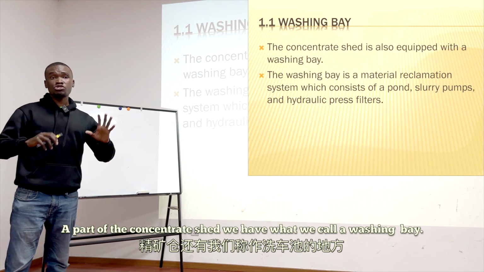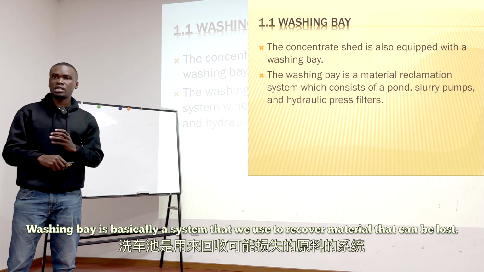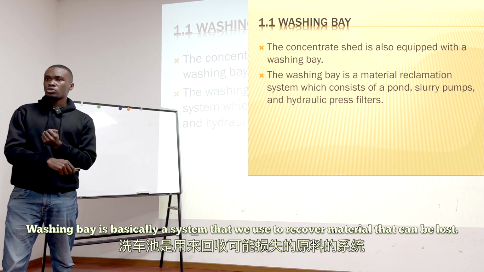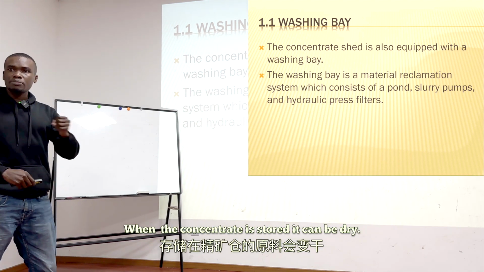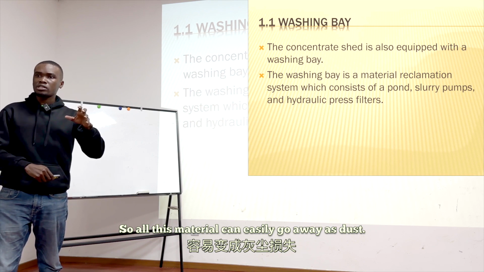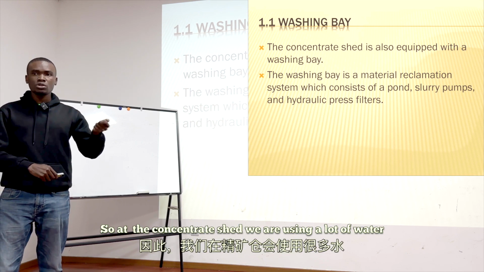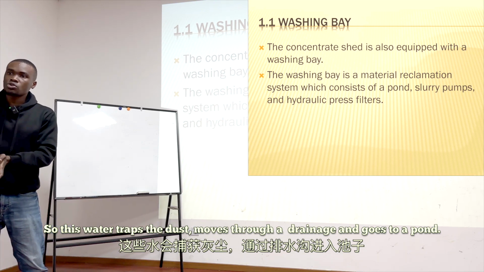A part of the concentrate shed, we have what we call a washing bay. Washing bay is basically a system that we use to recover material that can be lost. When the concentrate is stored, it can be dry, so all this material can easily go away as dust. So at the concentrate shed, we are using a lot of water. This water traps the dust, moves through a drainage, and goes to a pond.